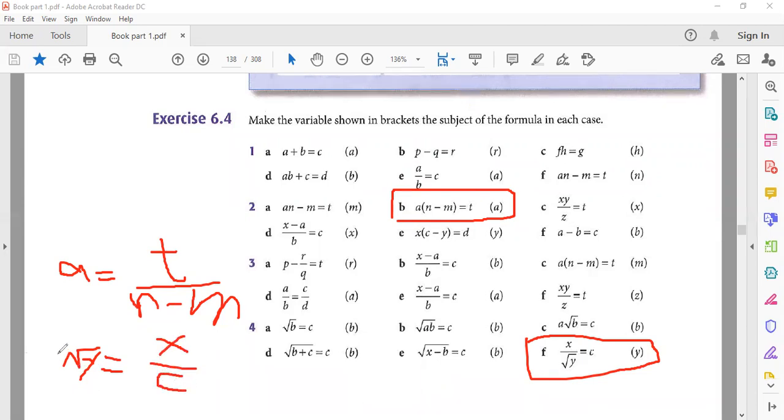Once I remove this under root, I put a square on both sides, because whenever you remove an under root, you put a square on both sides. So I will get my answer. My answer is Y is equal to X divided by C, all squared. Now I hope you understand this one. Now let's go to the next part.